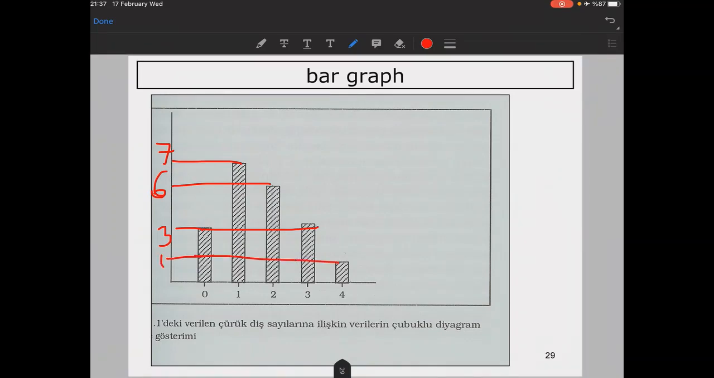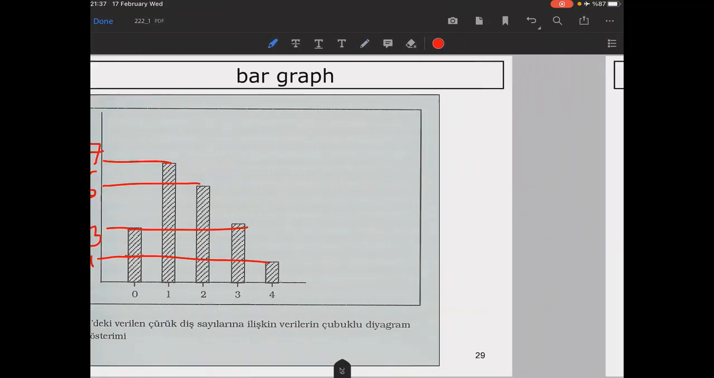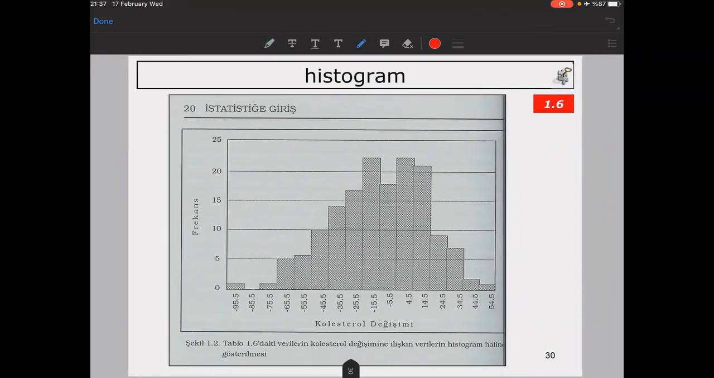Okay. This was the example that we have given for frequency tables, right? The discrete frequency tables. And you can also summarize this in a bar graph. That's possible. And how about this one? This one is, we just discussed the cholesterol levels of patients.